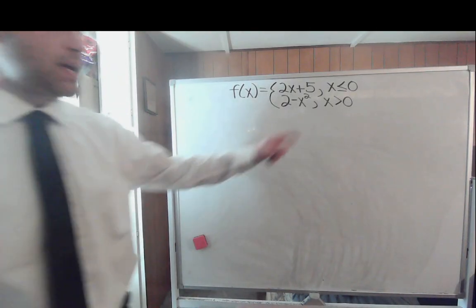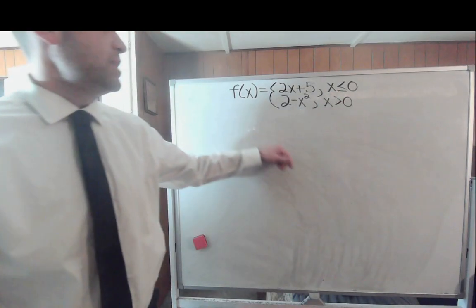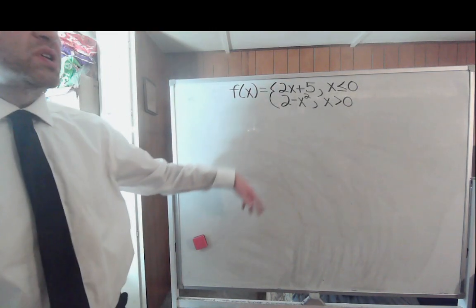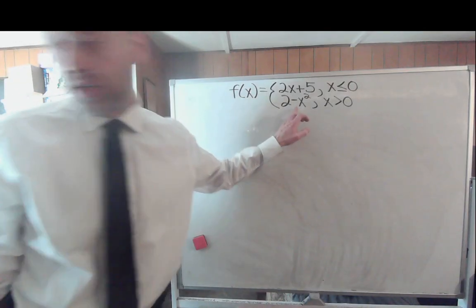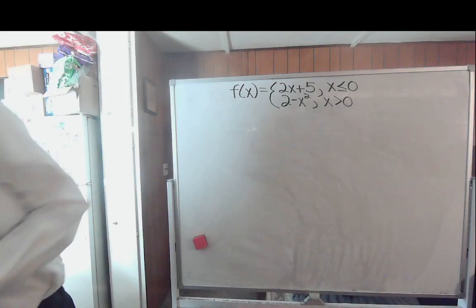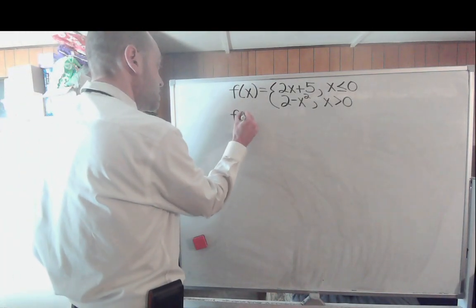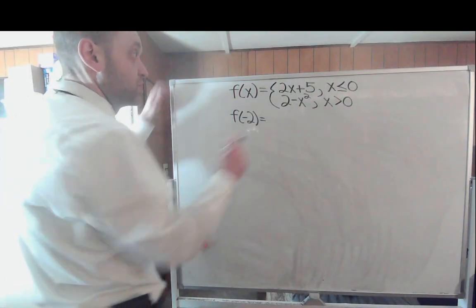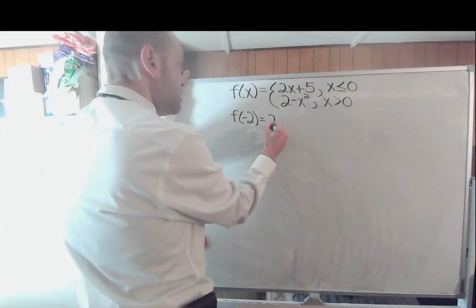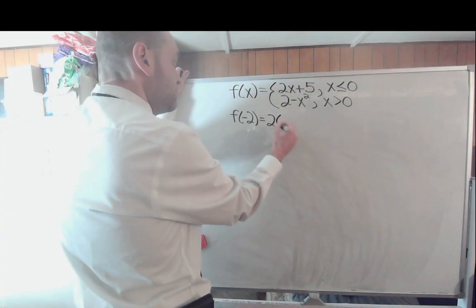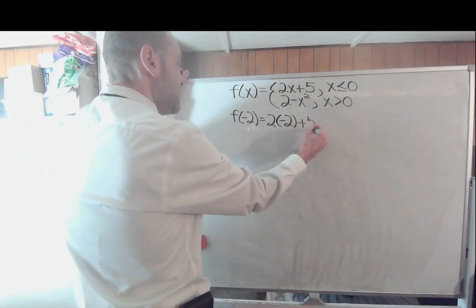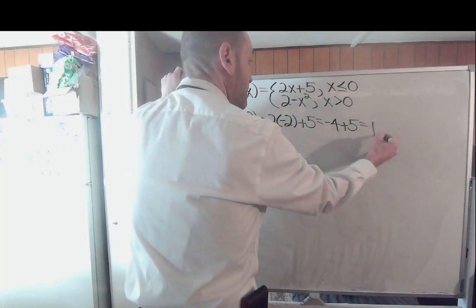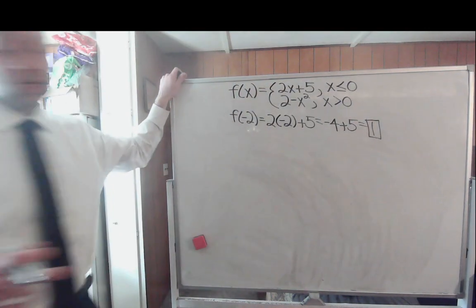So when x has a value of less than or equal to 0, it's going to behave like the function f of x equals 2x plus 5. If x is greater than 0, it's going to behave like f of x equals 2 minus x squared. So let's put in f of negative 2. Negative 2 is definitely less than 0, so this would behave like the 2x plus 5. So where you see the x, put in the negative 2, so this would be 2 times negative 2 plus 5. Well, that would give you negative 4 plus 5, which would just give you 1. So f of negative 2 would give you 1.